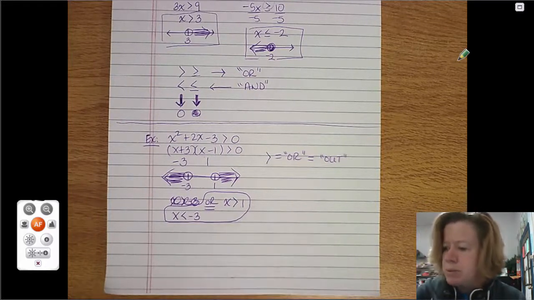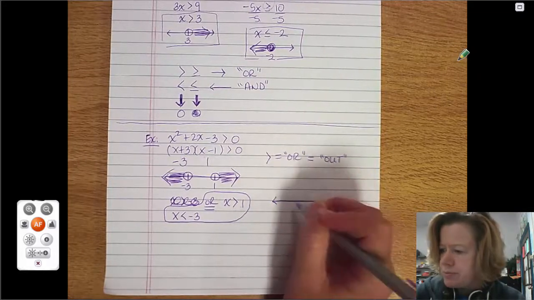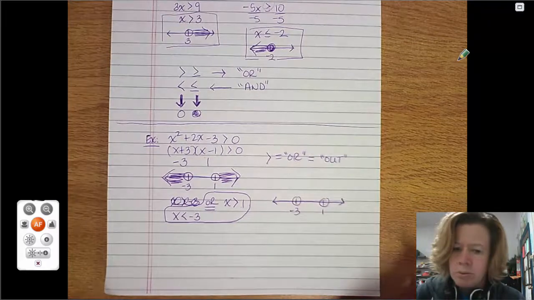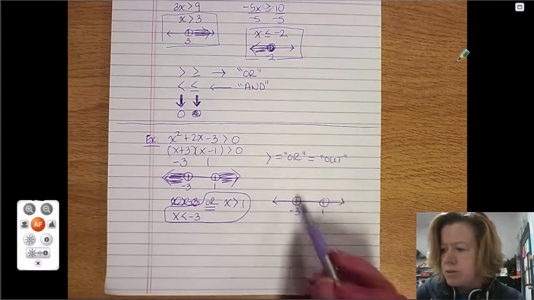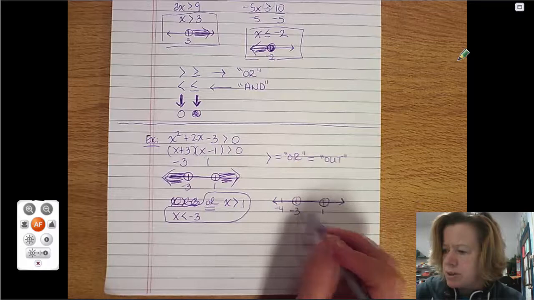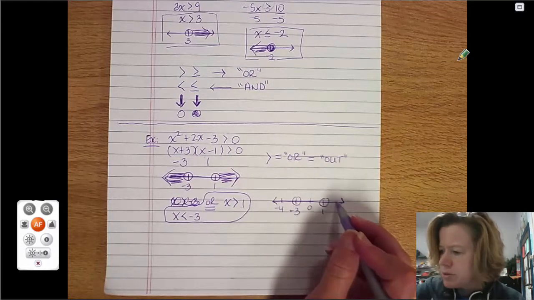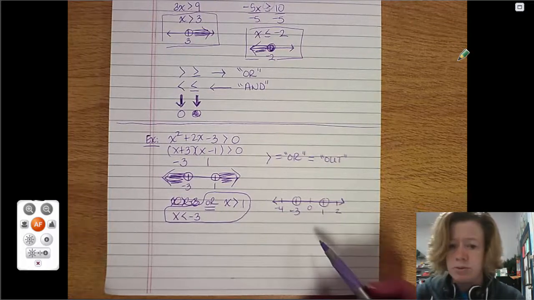And what a lot of people will do is say, draw your number line with your -3 and your 1 with your open bubbles, and then plot some points on all sides of it. So maybe you'll substitute in -4. Maybe you'll substitute in 0, because that's between -3 and 1. And maybe you'll substitute in 2. And then you shade where it works and you don't shade where it doesn't.